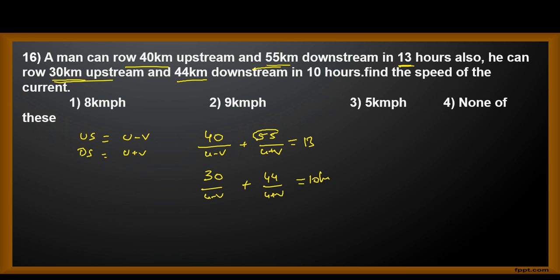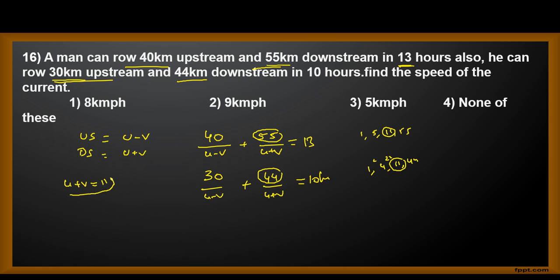Now 55 and 44. What are the factors of 55 generally? 1, 5, 11, 55. What are the factors of 44? 1, 4, 11, 44, 22, 2, all the stuff. What is the number common here? 11. So U plus V can be 11 or multiples of 11. Let us go by trial and error.